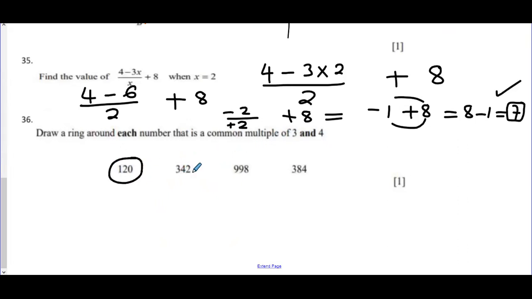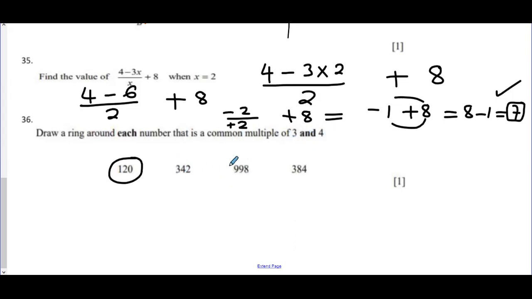Try to check 342. 342 divided by 3. Is it possible? 342 divided by 3, yes, you're going to get a whole number. How about 342 divided by 4? Can you pause the video and try that? Okay, so 342 divided by 4, that will give you a decimal. So this is not a common multiple of 3 and 4.